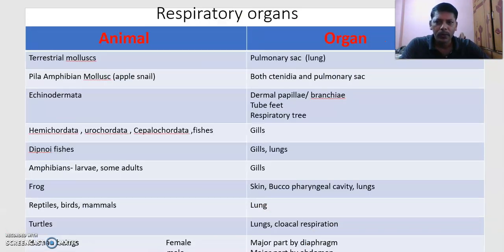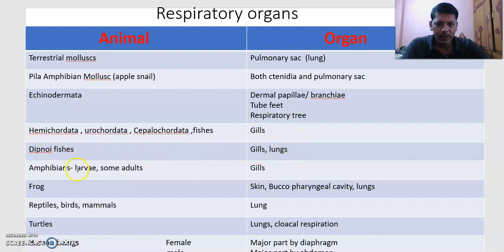What is the next one? In terrestrial molluscans, what is present? Pulmonary sac. In Pila, which is apple snail, both ctenidia and pulmonary sac are present. Echinodermata, dermal papillae or branchiae, tube feet, respiratory trees help in respiration. Hemichordata, Urochordata, Cephalochordata, fishes, gills are present. Dipnoid fishes, gills as well as lungs are present.